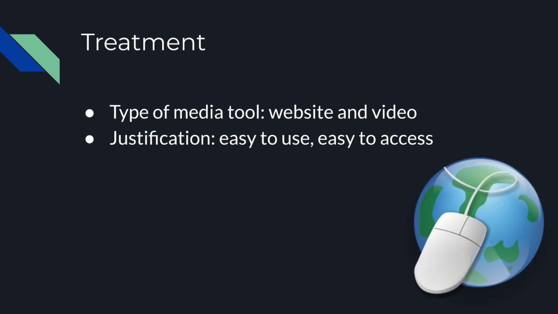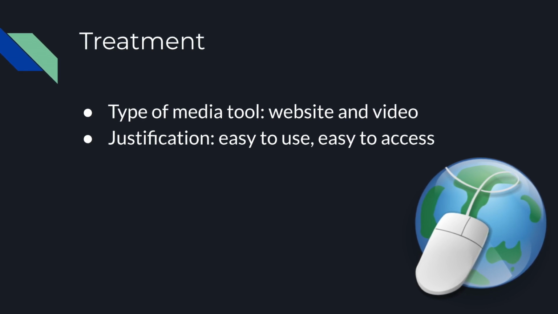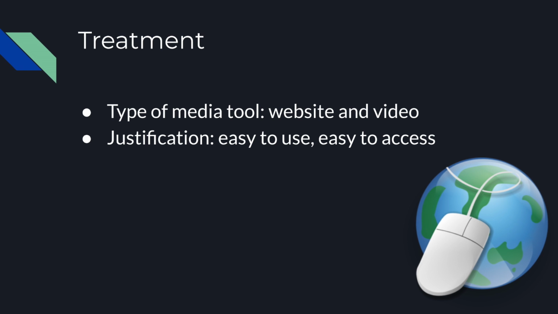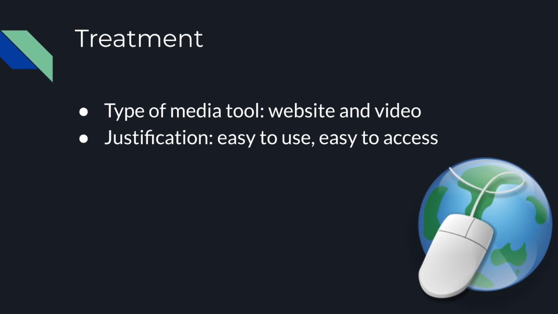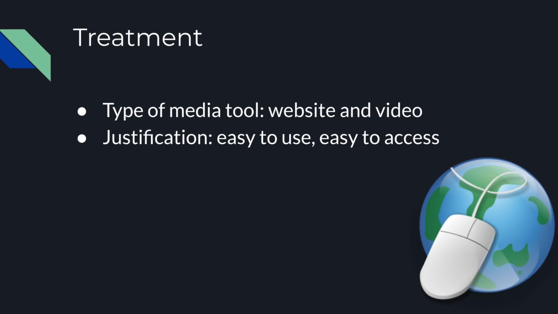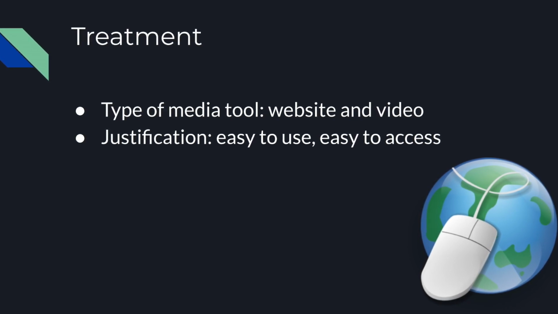So the type of media tool we'll be using for this would be a website and video. This tool is chosen because the Vivarium currently has no web presence at all, and this is an age where most people applying for this job are from the ages of 18 to 24, and all these people are very internet savvy. They're looking for some information for this job online, but they're unable to find any.